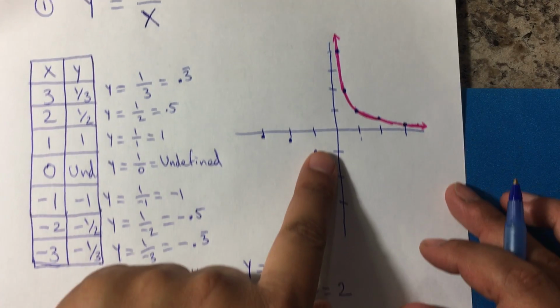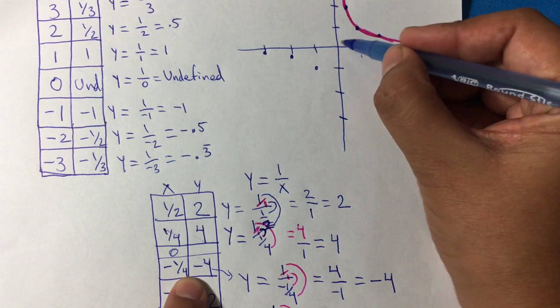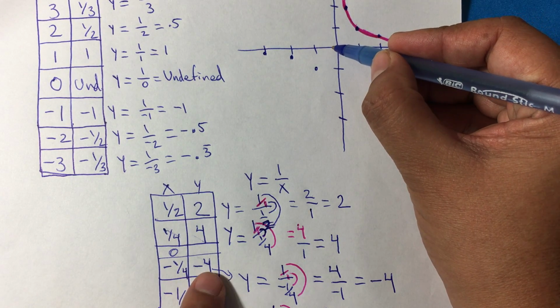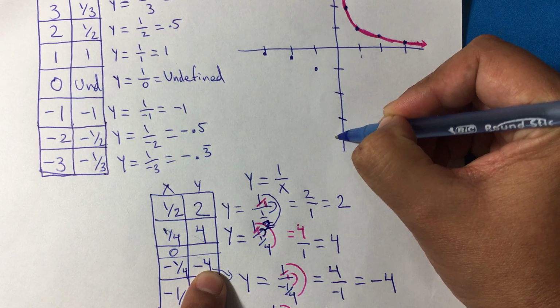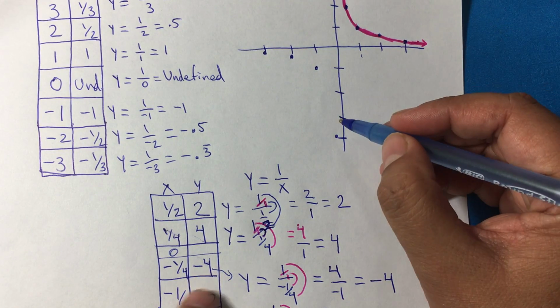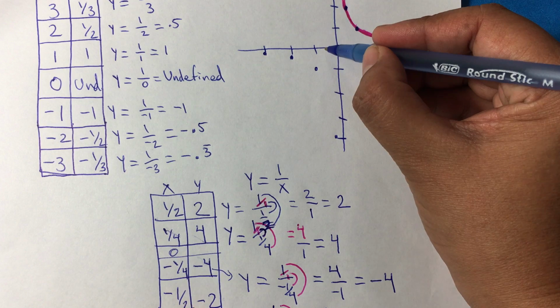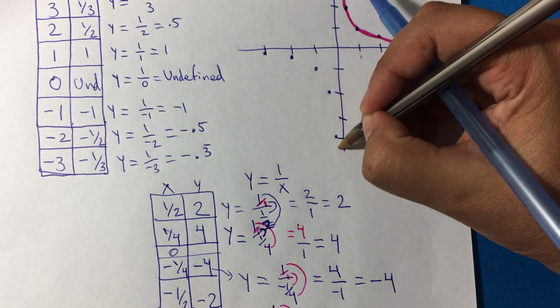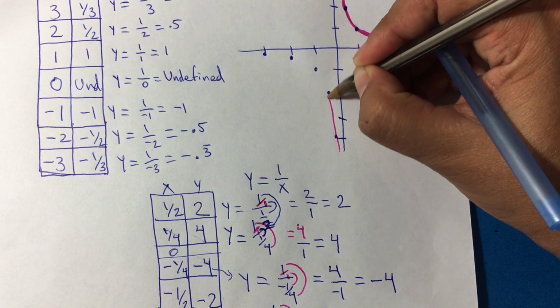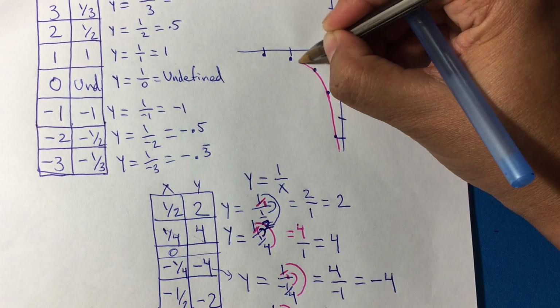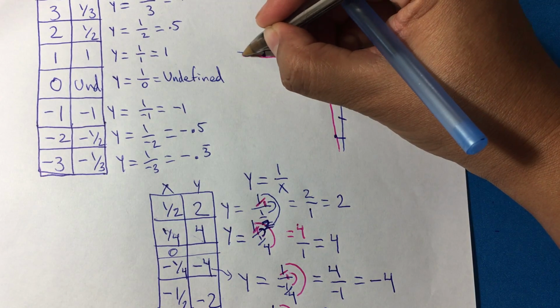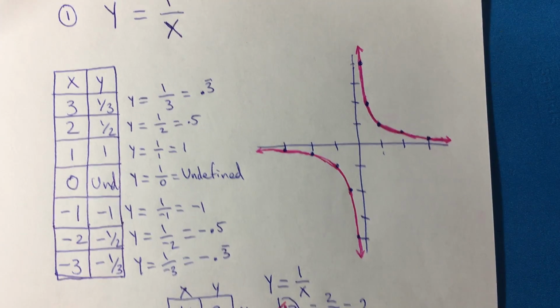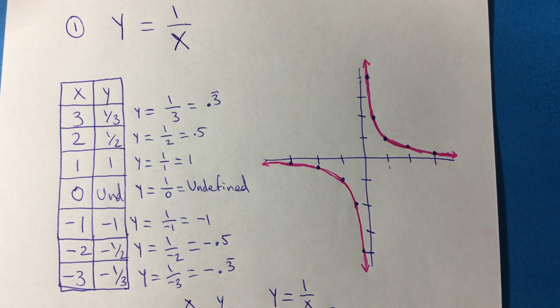Now for these ones, we have -1/4, -4, so somewhere in there, and -1/2, -2, somewhere in there. And now we're able to see again our curve, how it goes. Okay, so that's by plotting points. That's how you would find your graph.